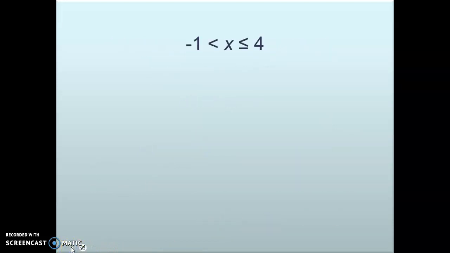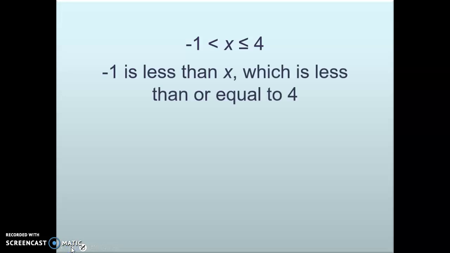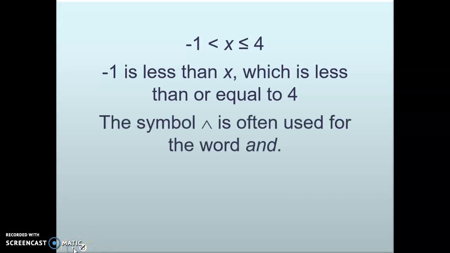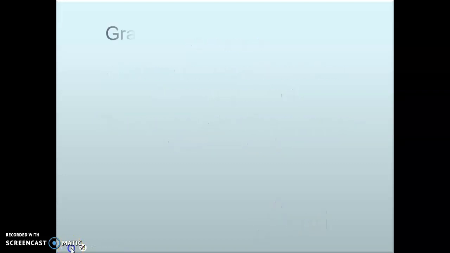Now let's take a look at another one. We've got X is greater than -1 and less than or equal to 4, written as -1 is less than X, which is less than or equal to 4. That was the solution that we just found to example 1. A lot of times you'll see this symbol. This symbol is often used for the word and. It kind of looks like maybe a lowercase n, so that can help you remember that that symbol means an and. Or like a capital A, like an and. Whatever will help you remember that.